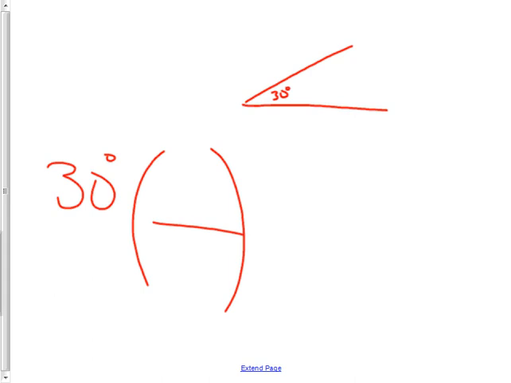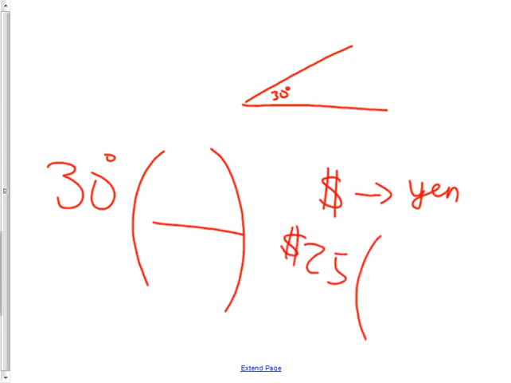Just to take a little side note for a moment, let's say I wanted to change dollars into yen. If I want to change dollars into yen and I have $25 and I want to change it into yen, do you get that I would need to put dollars on the bottom so that they would cancel and yen on the top?